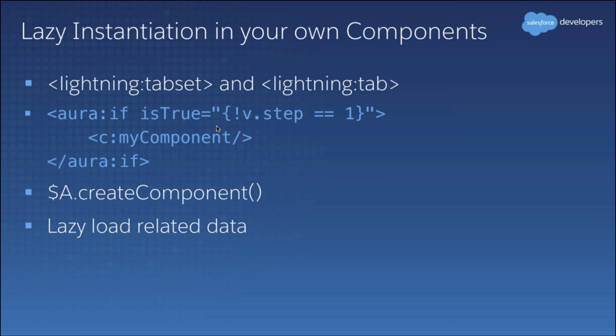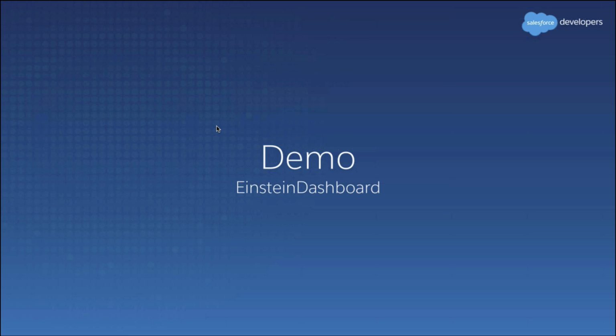Now, one important thing is that when you are lazy instantiating components, it's also important to lazy load related data. So for example, if you have data that would only be visible on a second tab, don't preload the data because the user may never click that second tab. And if you preload the data, again, that is a waste of resources.